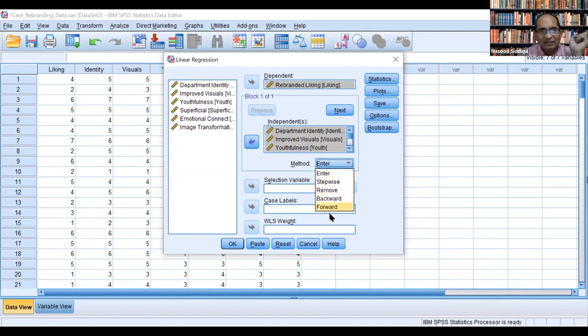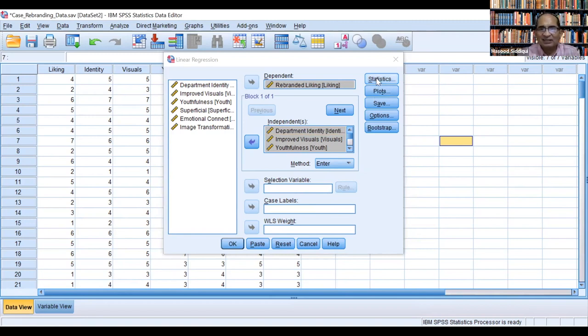These methods are known as sequential search. Forward and backward methods are software dependent, meaning the software by itself enters the variables as per their predictive contribution; in forward it is added, in backward it is removed. And stepwise and remove methods are generalizations of these two methods, where we can use different steps also. But since we are doing regression analysis for the first time, we are using the enter method, and all these variables have been entered simultaneously.